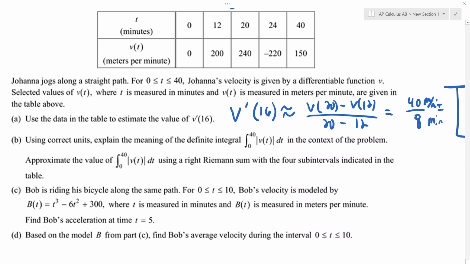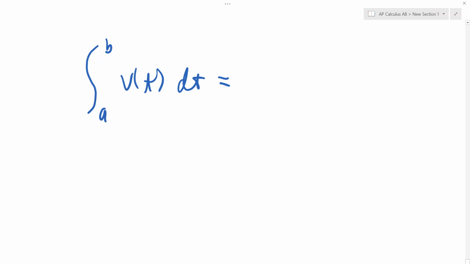Okay? B says, explain the integral of the absolute value of velocity, which we talked about last class, I believe, and approximate it using a Riemann sum with 4 subintervals. So let's again talk about what the integral of the absolute value finds. Before we get into that, who remembers what the integral of velocity finds? There's a word for this. Displacement.